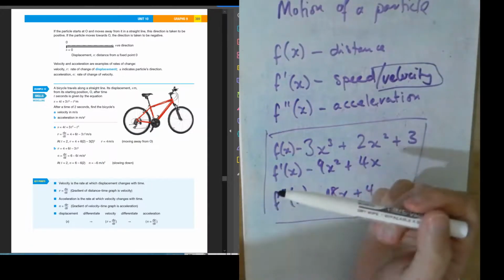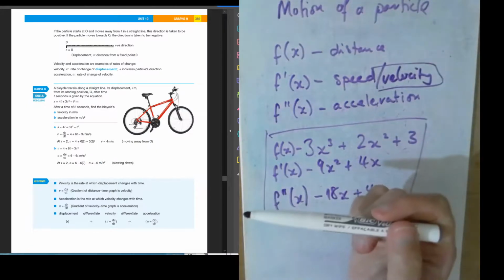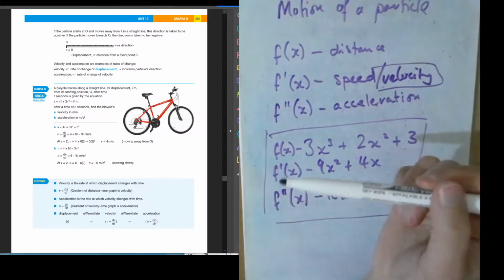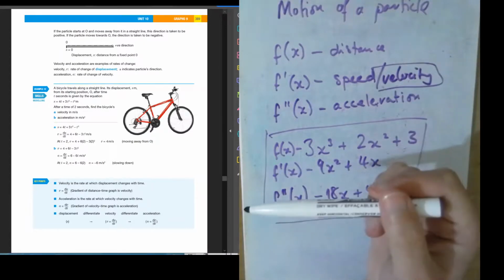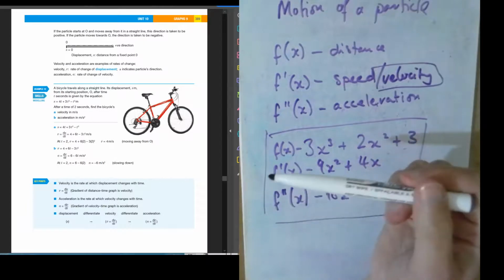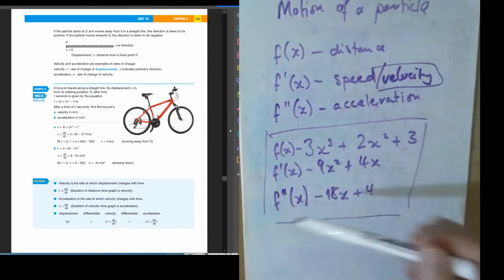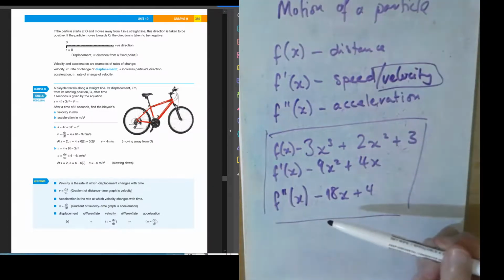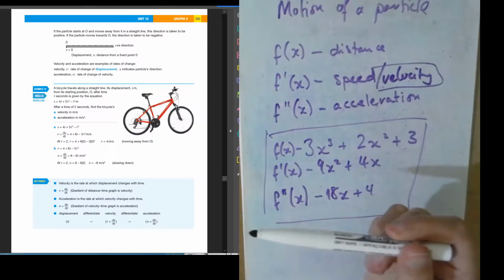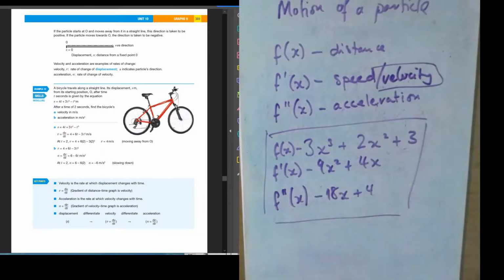So rather than telling you to do ds, so they're using s for displacement or the distance, rather than saying ds over dt, you would then use the speed or velocity, which would be the dv over dt. Rather than talking about it being the second differential, they're literally just differentiating again. Okay, so hopefully that makes sense.